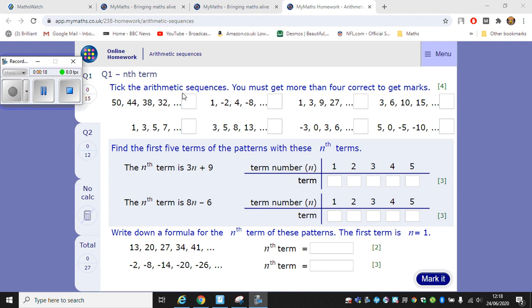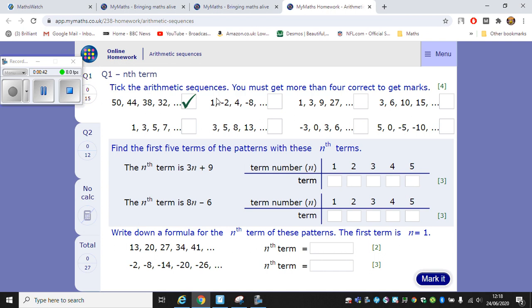Okay, so after the lesson, we should have recognized that arithmetic sequences are sequences that go up or down by the same amount each time. So the gap between the numbers has got to stay the same. So if I have a look at this first example, I've got a gap of 6, another gap of 6, another gap of 6, so that would make it arithmetic.